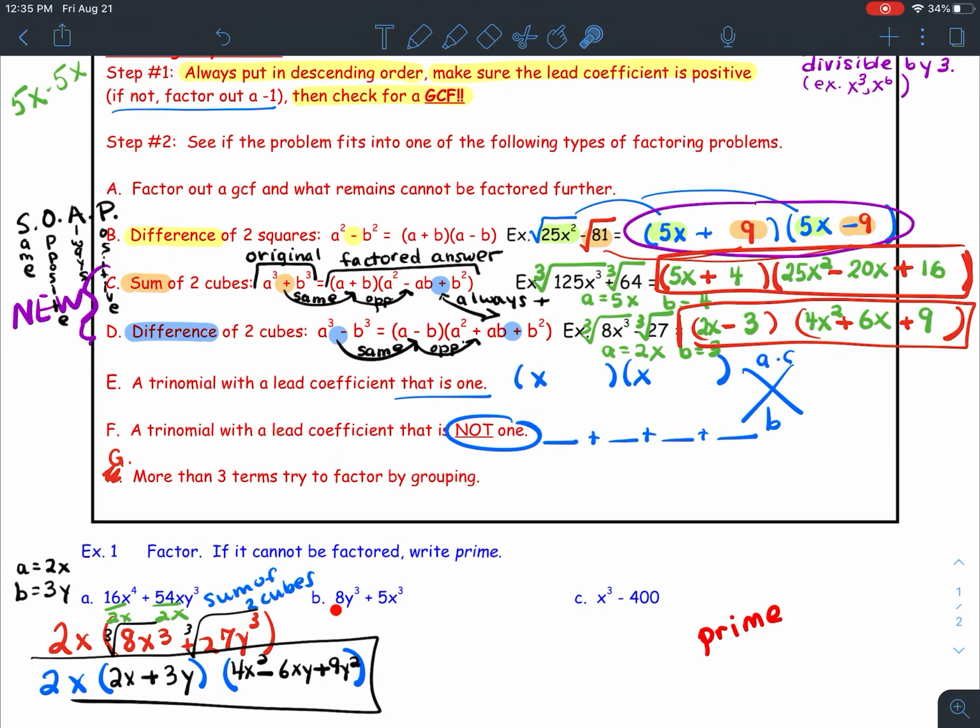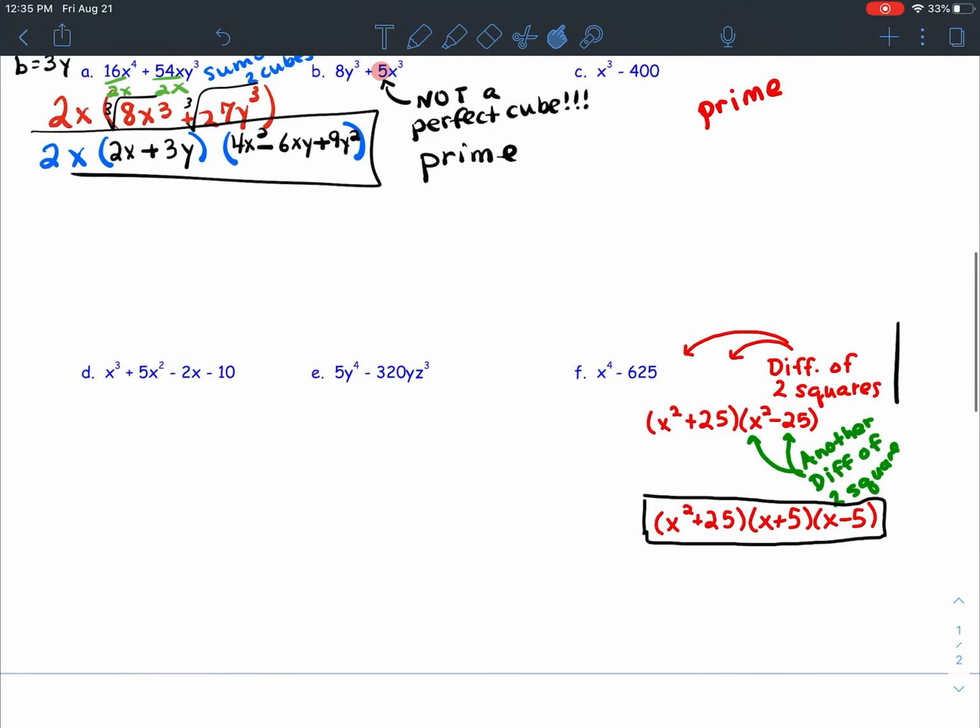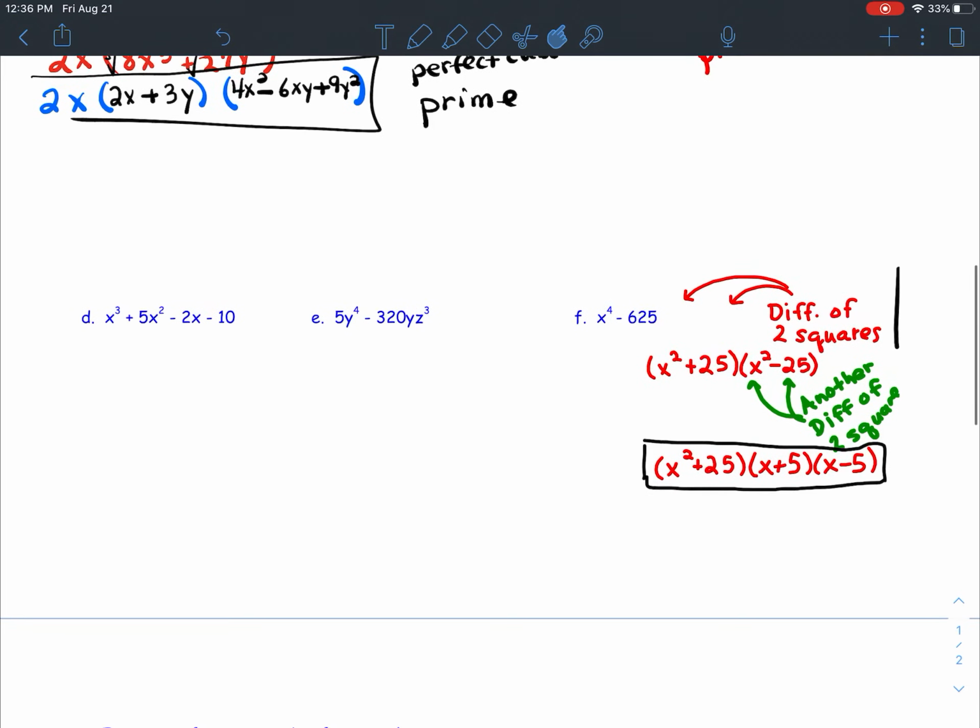Let me look closer. The variables are definitely perfect cubes. 8 is also a perfect cube, but here's the one piece that's preventing this from being a sum of two cubes. It's that 5. That is not a perfect cube. It would need to have been a perfect cube in order for me to call it a sum of two cubes. So I'm just going to call this prime. Similar to example C, which I already called prime, you could check on your calculator by taking the cubic root of 400, and you would notice that 400 is not a perfect cube.